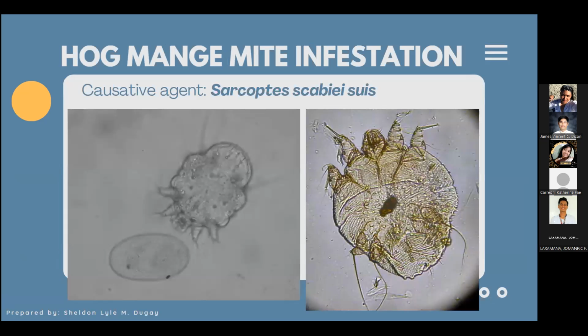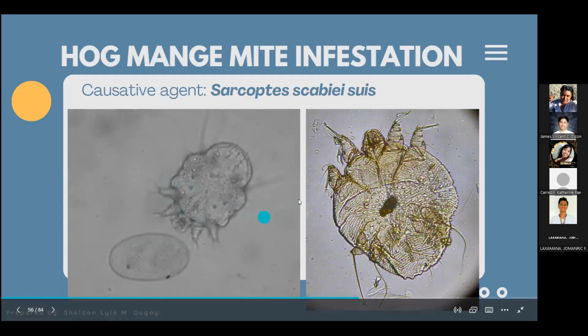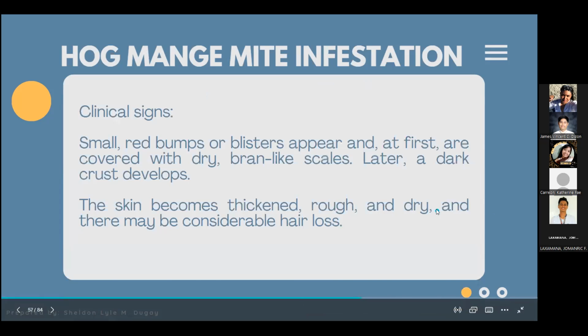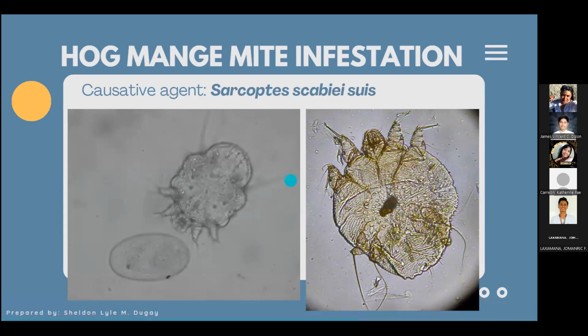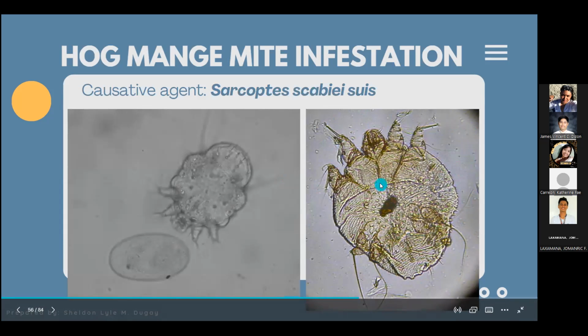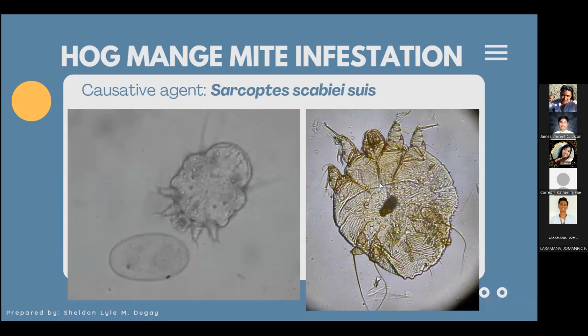Next, hog mange mite infestation. Causative agent is Sarcoptes scabiei suis. Ganito sila under microscope. So wag na lang kayong malito. In veterinary parasitology subject, ma-discuss naman in details kung ano yung pinagkakaiba nila, yung bilang ng arms, yung size, kung gaano ka-broad yung body nila or gaano kanipis.